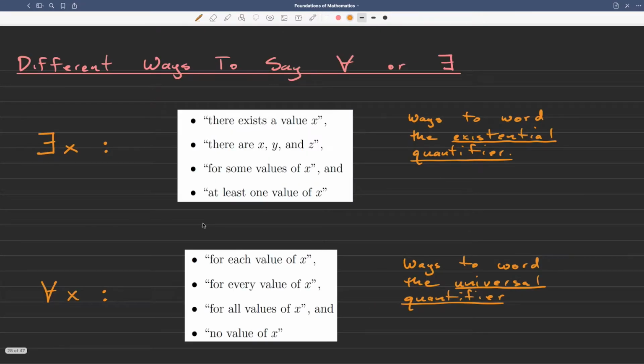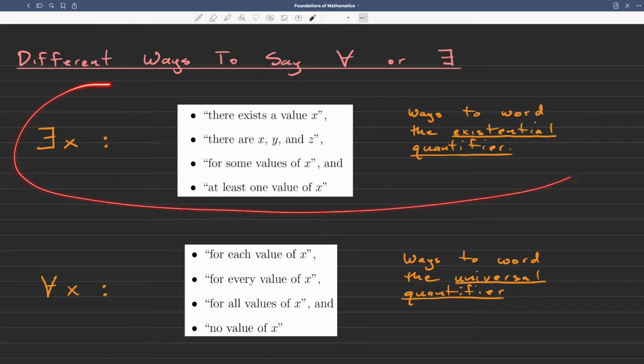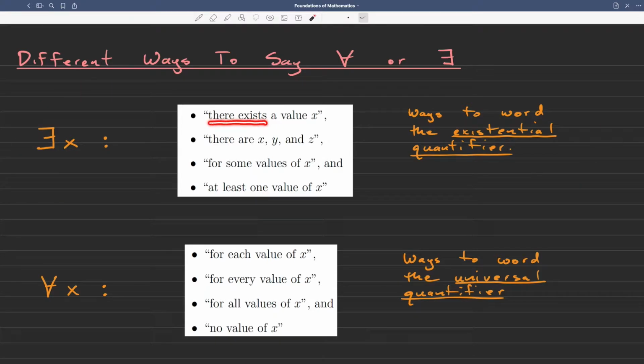There are several different ways to say "for every" or "there exists." Focusing on the existential quantifier, you can say "there exists," or "there are," or "for some." You might even say something like "at least one value of x satisfies some property." There are lots of ways you could say it, but the meaning is clear. It's just saying that p of x is true for some value of x. It doesn't specify exactly how many, but at least one.